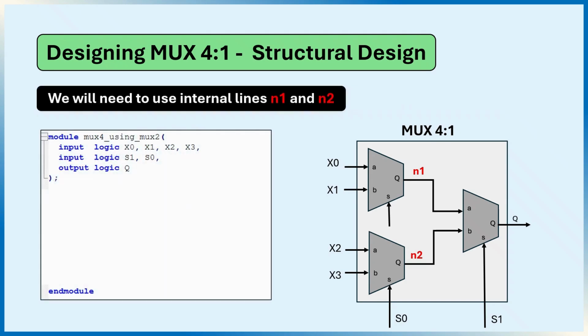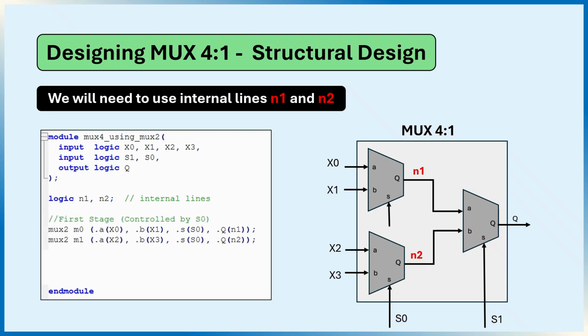First, let's define the inputs and outputs. The data inputs are X0, X1, X2, and X3. The select signals are S1 and S0, and the output is Q. Inside the design, we will create 2 internal wires called N1 and N2. Next, we make 2 instances of the 2-to-1 multiplexer, which we call M0 and M1.